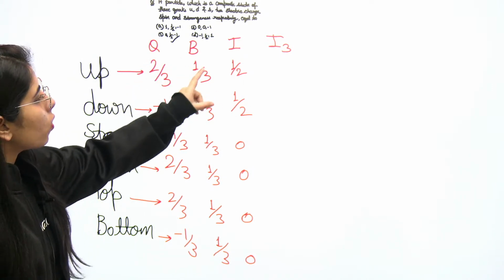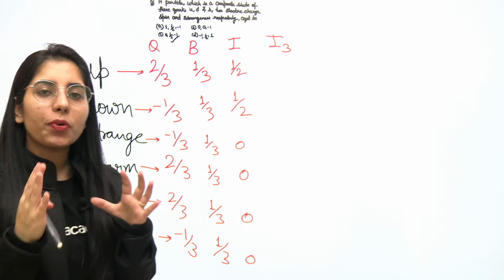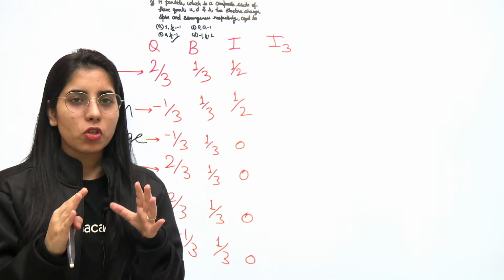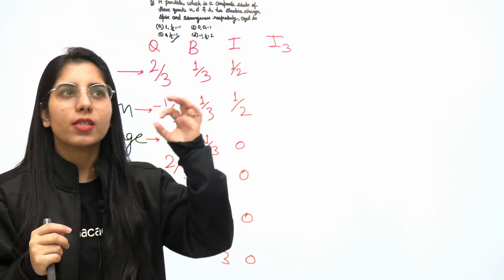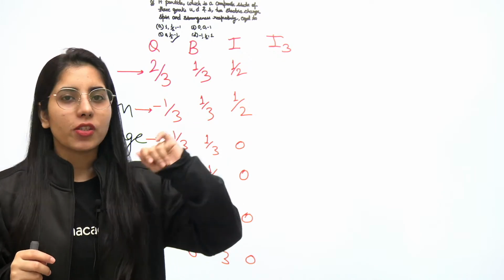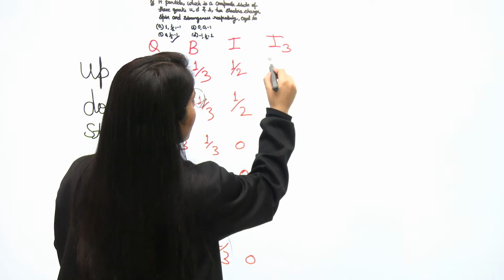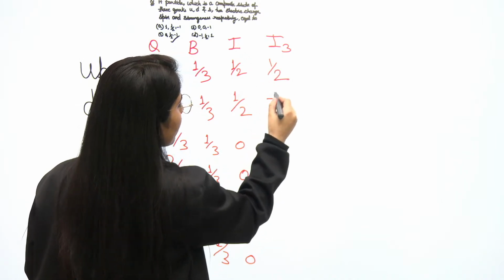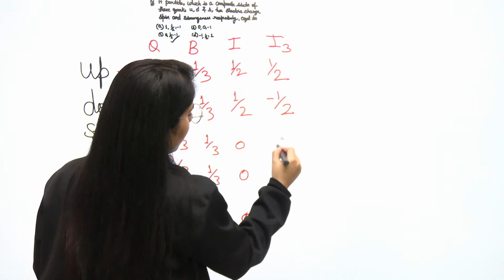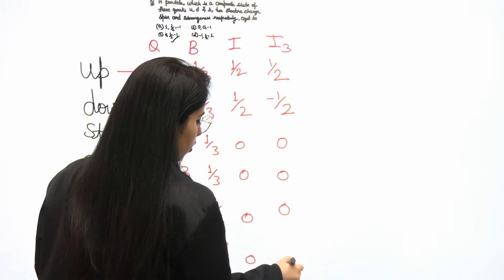So only up, because we know the Z component or third component of isospin is going to have different signs as per the charge state present there. So again, up is positive plus 1 by 2 and down is negative minus 1 by 2, I3. Rest 0, 0, 0, 0.